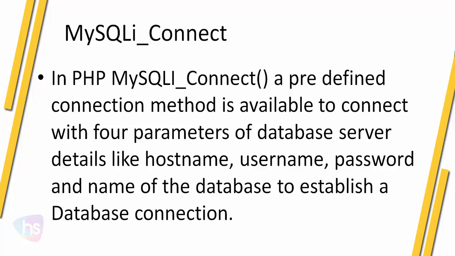mysqli_connect is a predefined method to establish a database connection from the PHP frontend to the backend database server. Four parameters are required to establish a database connection. They consist of the host name, username, password of the database, and the name of the database which you are going to connect to and establish a database connection.